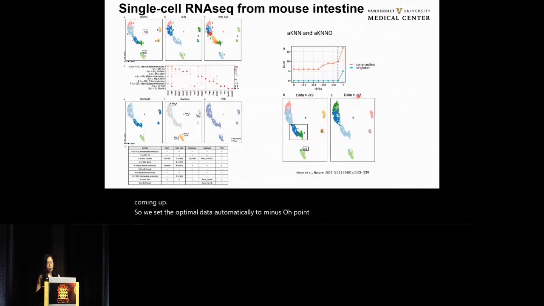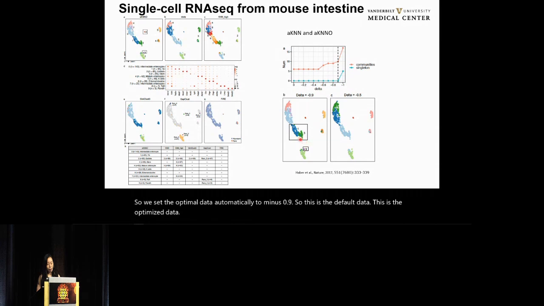So this is the default delta. This is the optimized delta. We can see the difference here. We can find there are 2 types of enterocytes. One is stem, one is transit amplifying. So with the optimal delta, we can find the Paneth cell.